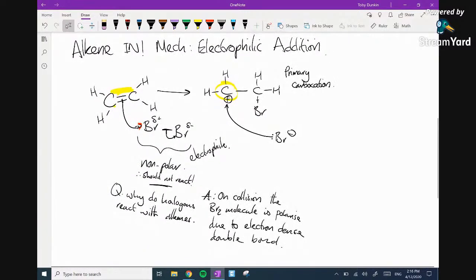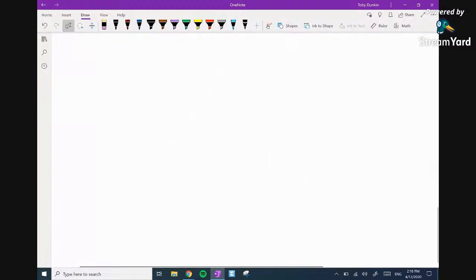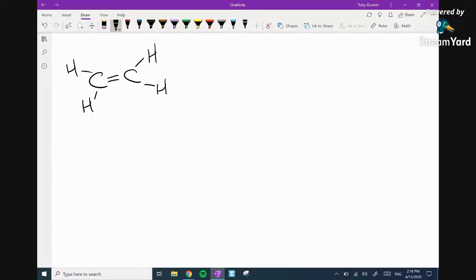Let's have another go at this. Let's do something different. Let's do ethene plus HBr. So we're going to react this now with HBr. Now, lots of students often draw that out like that, and it's a really bad way to go. It's not going to be good for the actual mechanism itself.